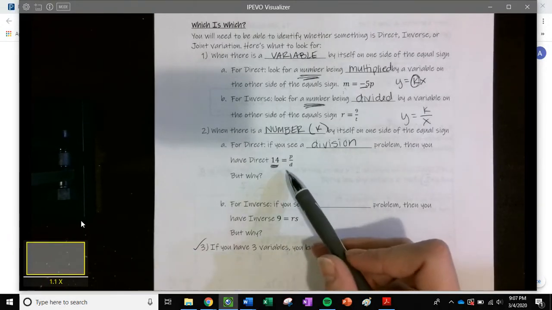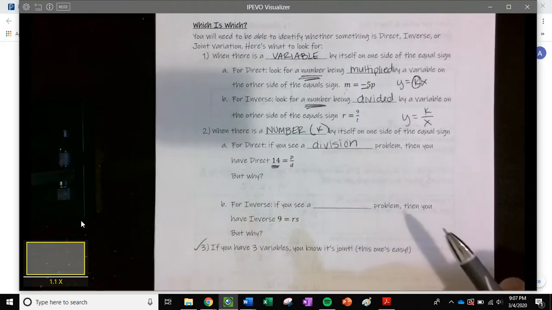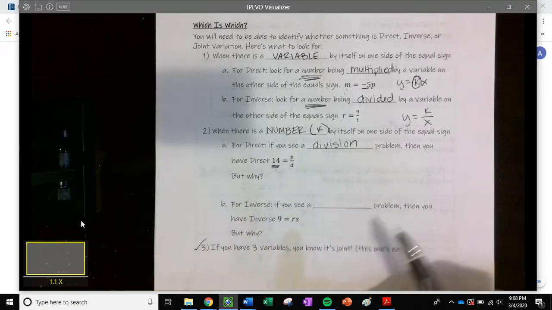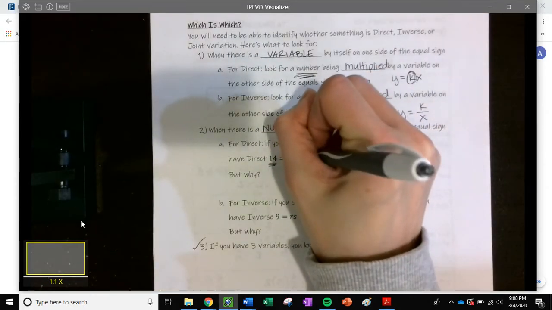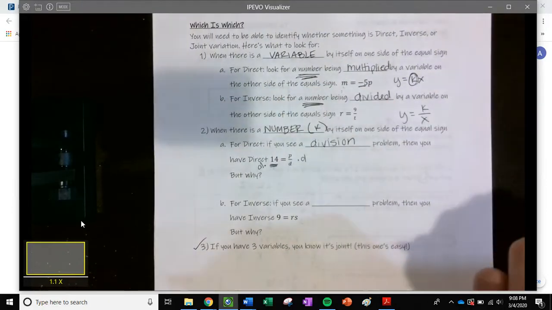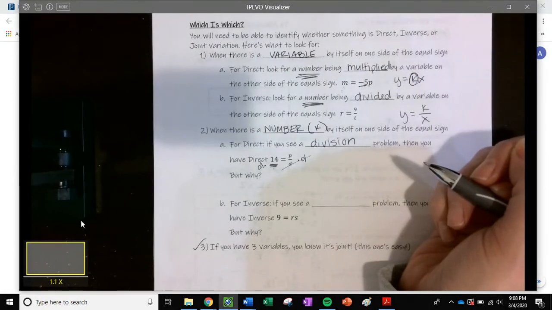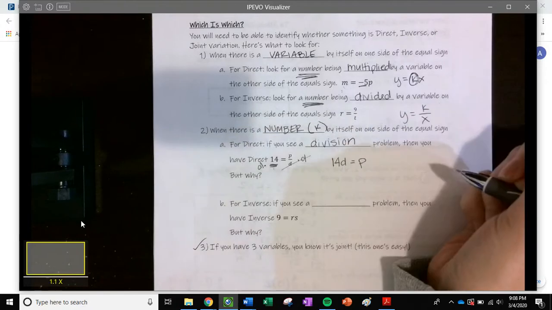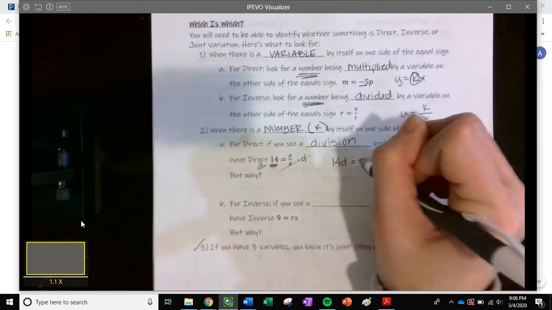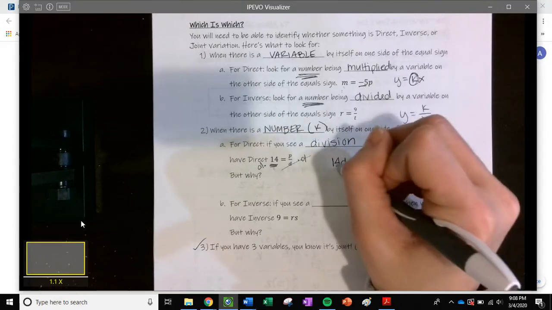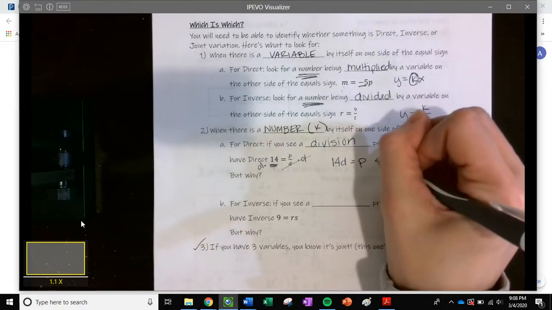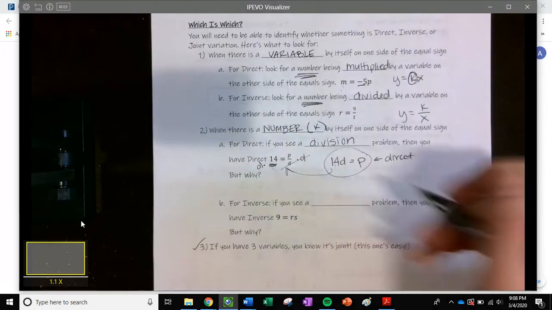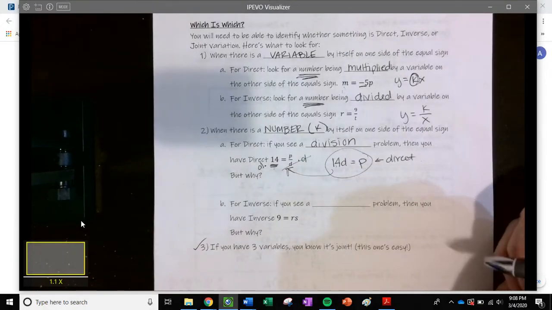Well, why is this? Isn't this inverse? If it's division, isn't it inverse? Well, no, not at all. If your constant is by itself, that means it had to get that way. So let's put it back to the way it was originally. We would multiply this side by d and multiply this side by d to cancel out that denominator, and we would be left with 14 times d equals p. Now this is the same thing as a variable on one side of the equation by itself and a number being multiplied by another variable. That is direct. And this is the same thing as what we were given here with 14 equals p divided by d. So that is direct.